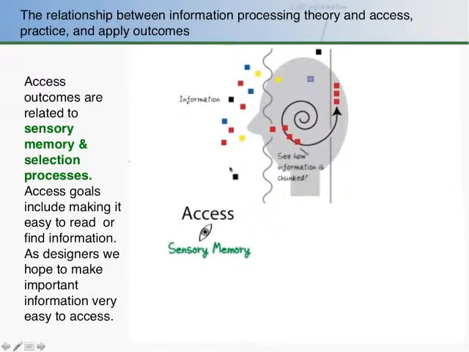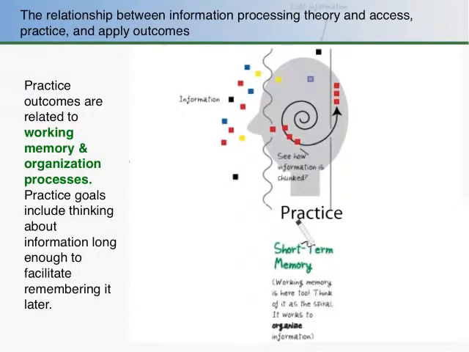The relationship between information processing theory and access, practice, and apply outcomes is fairly direct. Access outcomes are related to sensory information. When we're working with access outcomes, what we want to do is make sure that the learner accesses the most important information and that it's easy to access. Practice outcomes involve the short-term memory, and this includes working memory and organization processes. Practice goals include thinking about information long enough to facilitate remembering it later.